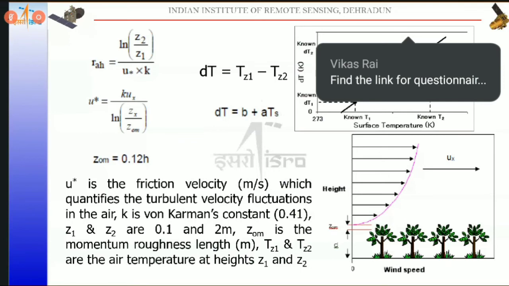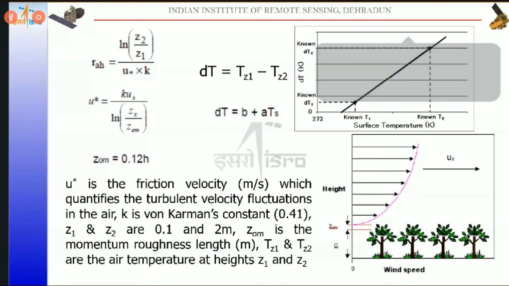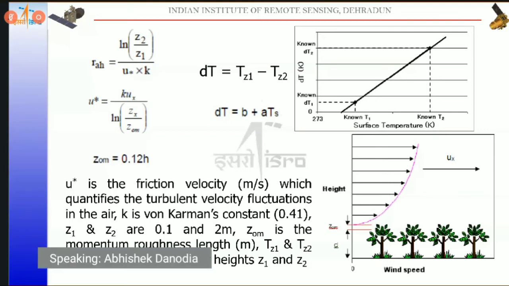RAH is aerodynamic resistance, which is based on the height difference between two heights, aerodynamic stability corrections, U star, the frictional velocity, and K, a common constant with a value of 0.41. All these values are available in the METRIC model or SEBAL model manual, and how to derive these values is also available there.